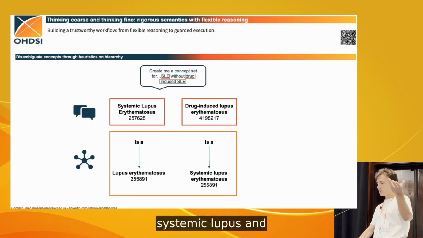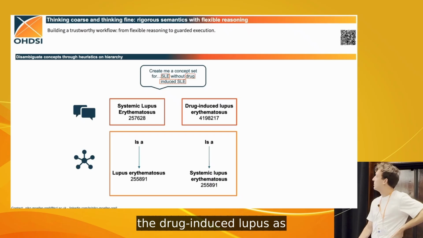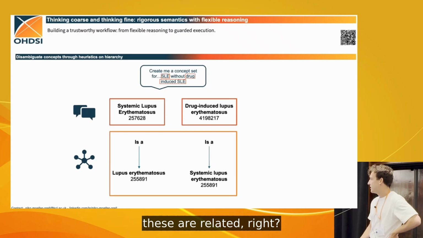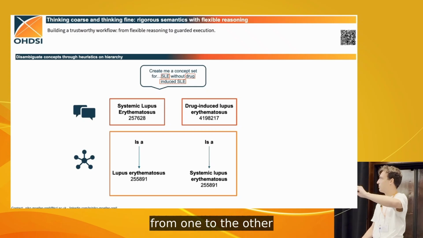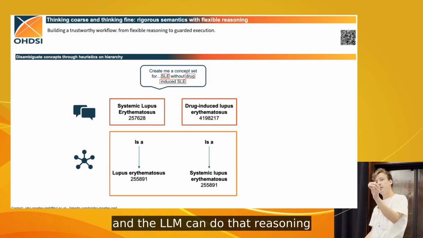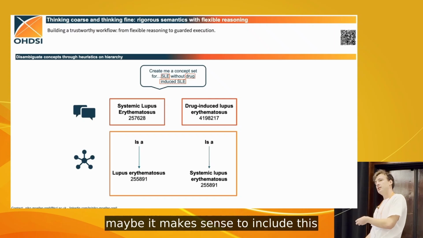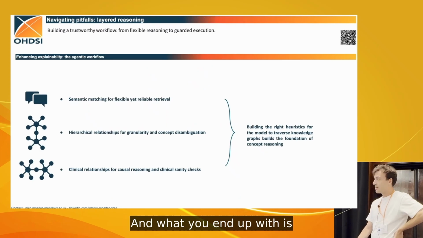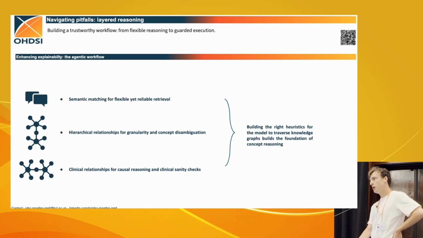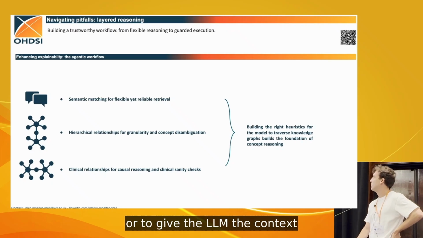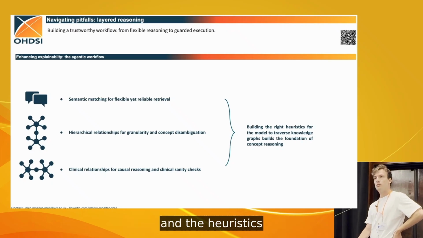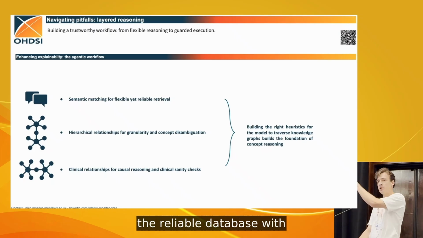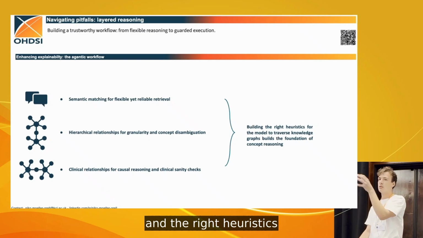So, for example, systemic lupus and the drug-induced lupus, as for our concept set creation today, these are related, right? So you can traverse from one to the other, and the LLM can do that reasoning as well and see, okay, maybe it makes sense to include this, or maybe it doesn't make sense to include this. And what you end up with is, if you have all of these tools available, you try to fine-tune the LLM, or to give the LLM the context and the heuristics to navigate these complexities. And once you have like the reliable database with all that information stored and the right heuristics, that's how you can get there.